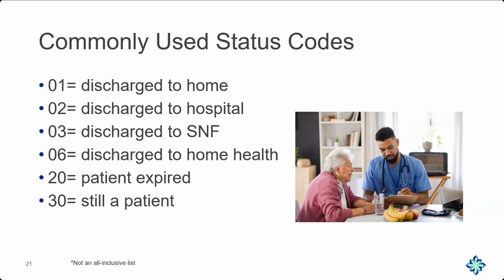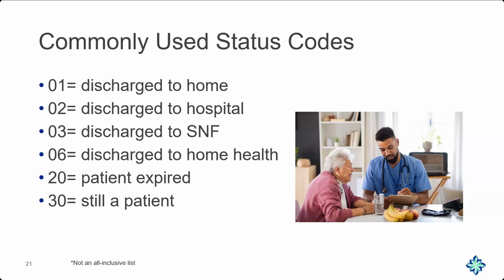Where were we? Okay, 06, that's another one that you might see. That's discharge to home under the care of an organized home health service organization with a written plan of care. So the 06 is going to come up probably multiple times for you, and I know that we have some more discussion about it coming up later in our presentation. 20, status code 20, the patient has expired or died.